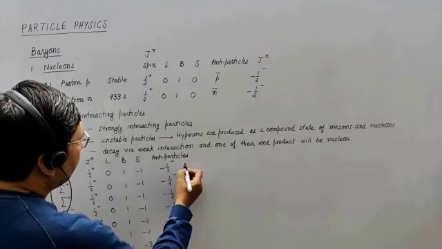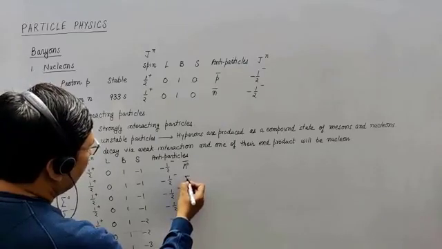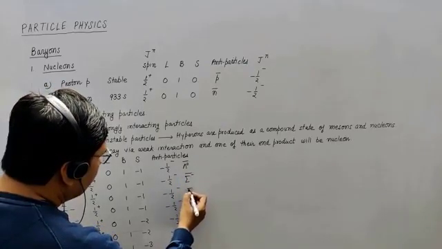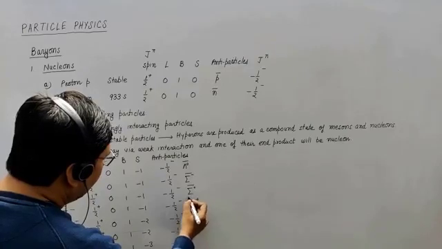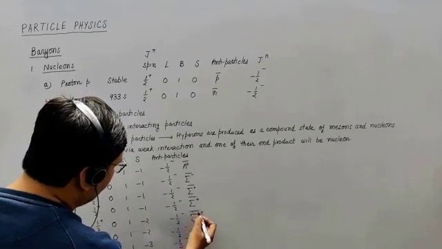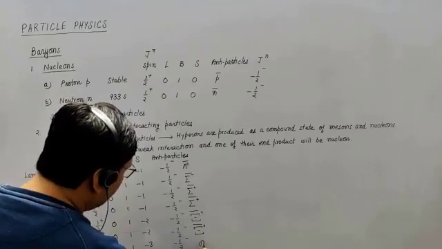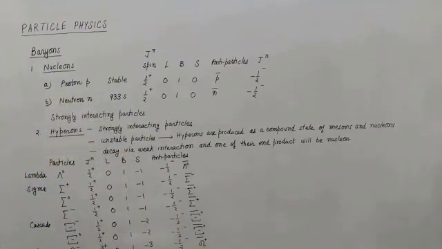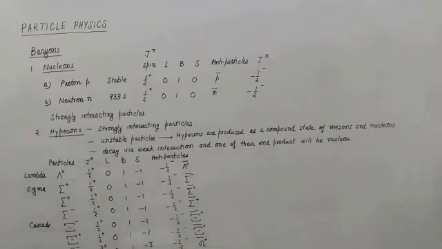For this lambda, we will represent this as lambda naught bar. This will be sigma minus bar. This is sigma naught bar. This is sigma plus bar. This is cascade positive bar. This is cascade naught bar. This is omega plus. And basically the bar is representing here that they are antiparticles. So basically these are the spin parities, L number, B number, S number for these particles.